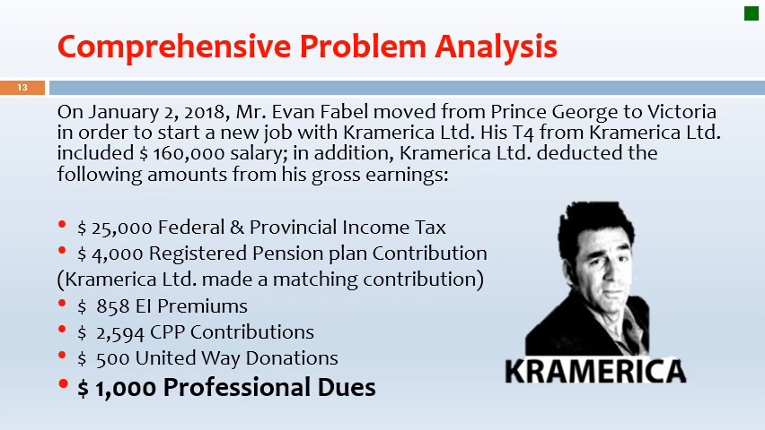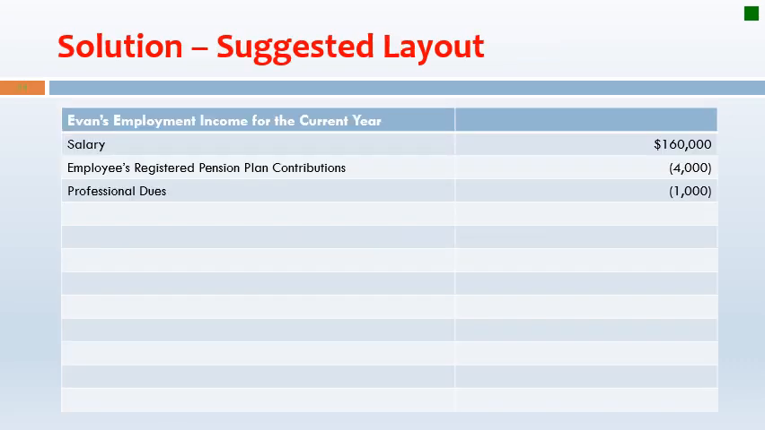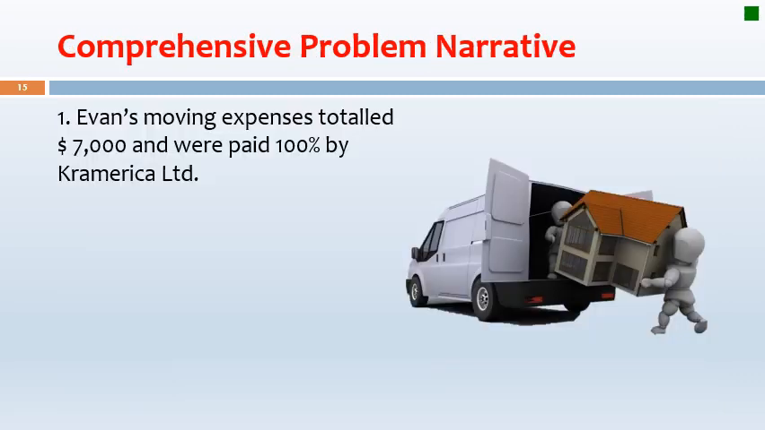Because professional dues, and we have to assume these dues are related to Evan's job, are one of the few allowable deductions from income for employees, we're going to deduct this in our overall response. Here you can see we're deducting the $1,000 that Evan paid for his professional dues because he paid them with his own money effectively. Next, we'll deal with the moving expenses that Kramerica paid Evan.